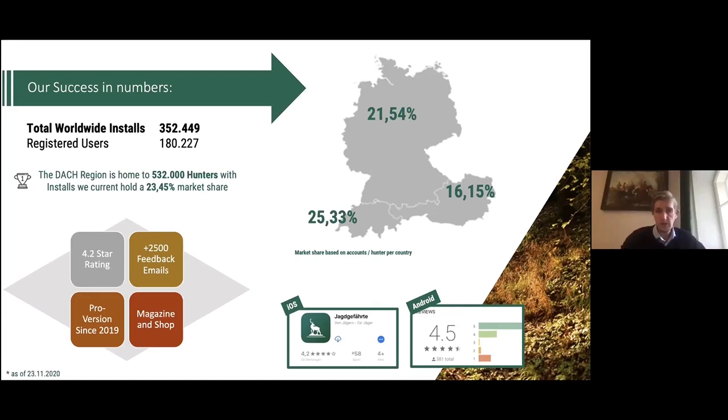And as you can see, in the German speaking regions, we hold on average a 25% market share, or 23.45, which also means that we are collecting a huge amount of data from the entries, from the points of interest, from the sightings. We are collecting an extreme amount of information, all very detailed, by location, by animal, by age, by weight, and it also includes the weather data and any conceivable amount of information.